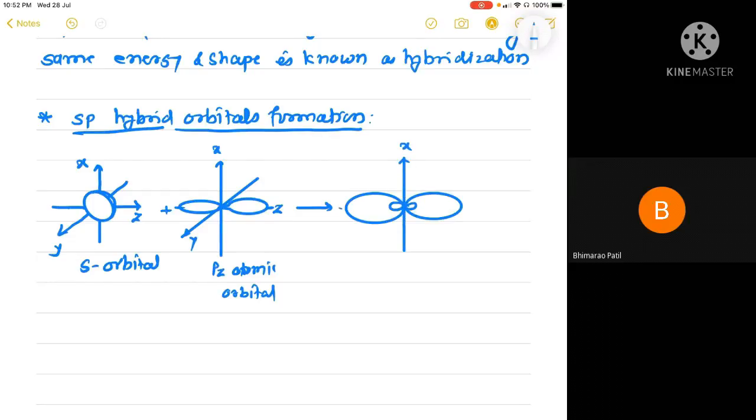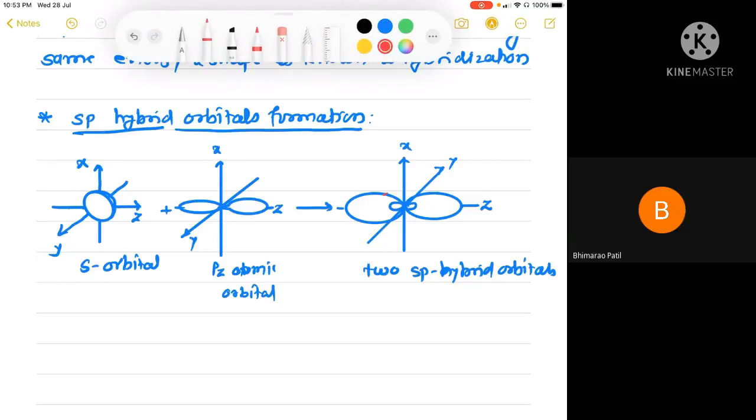This is the x-axis, this is the z-axis, and this is the y-axis. These are the two sp hybrid orbitals. This bond angle is 180 degree. Here plus, plus, plus, minus. This is the plus, minus, minus, and plus.